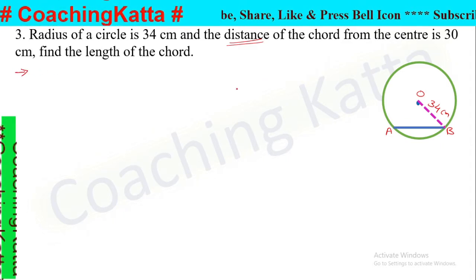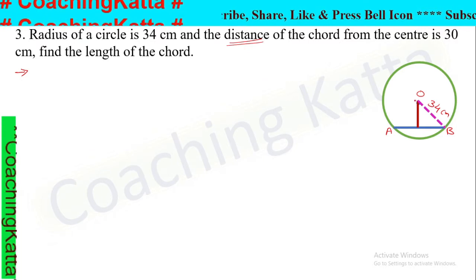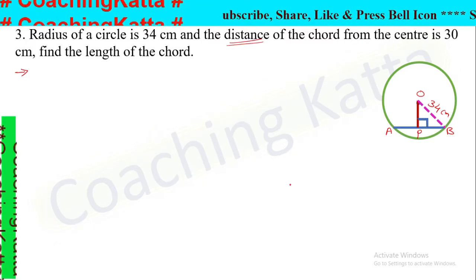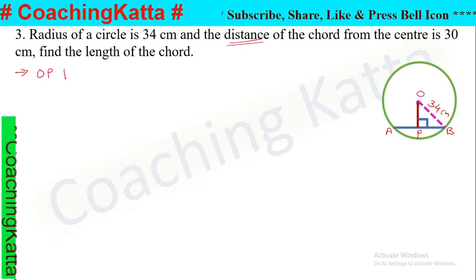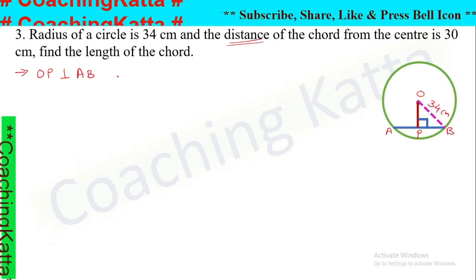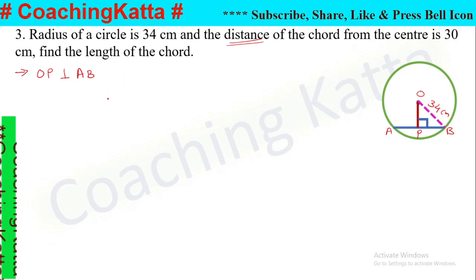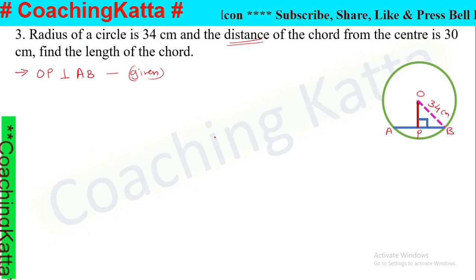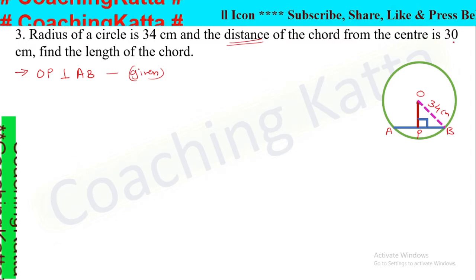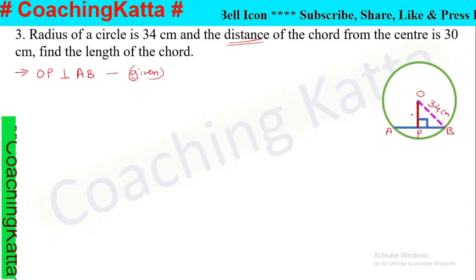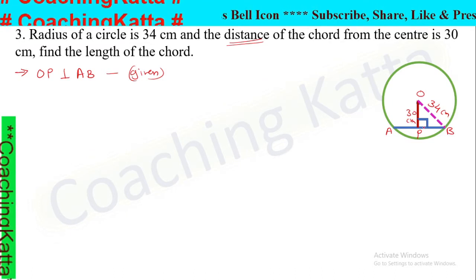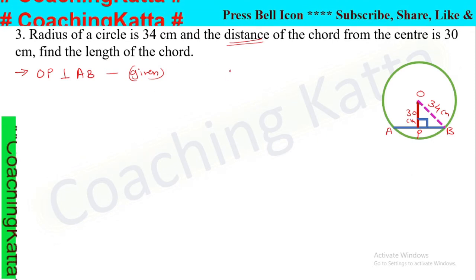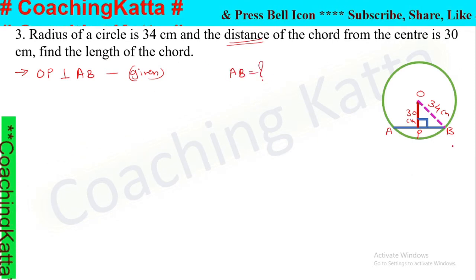So it is the point P, and this is perpendicular to AB. OP is perpendicular to AB. Okay, this is given, and distance of chord from center is 30, means this OP is equal to 30 centimeter. And what do we have to find out? Length of chord, means find AB. We have to find the total length of chord.